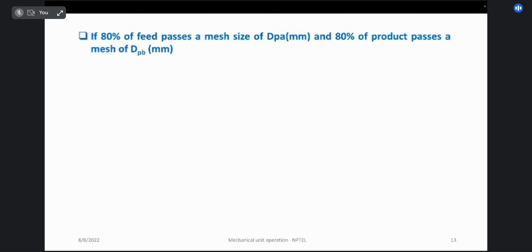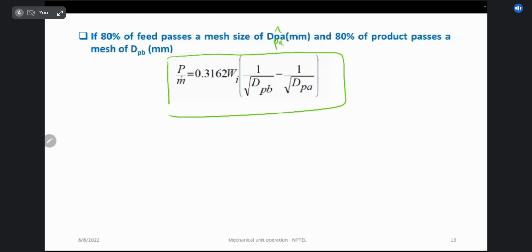Now, if 80% of the feed passes a mass size of dPa, this is in suffix, and 80% of product passes a mass size of dPb. So if you provide the work index in terms of Kb, and if we use the Bond's law, then P by m dot is equal to 0.3162 Wi times 1 upon under root of dPb, this is the product average particle diameter, minus 1 upon under root dPa, the feed particle average diameter.